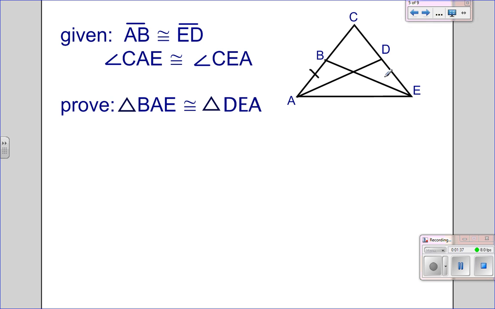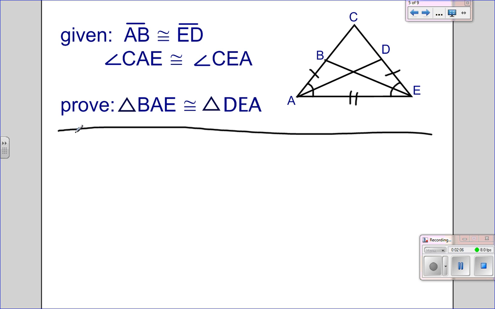AB congruent to ED. Angle CAE, so this whole angle here, is congruent to the whole angle CEA. And we're trying to prove that triangle BAE is congruent to triangle DEA. Well, you have to ask yourself, in these two triangles, do you have a reflexive side or angle? You do. AE is congruent to itself. So proof-wise, you know that you have a side, angle, and a side congruent in this triangle, so side, angle, and side in the other triangle.